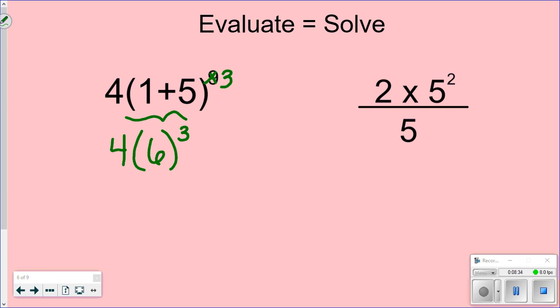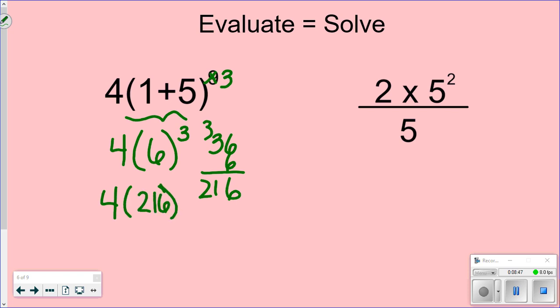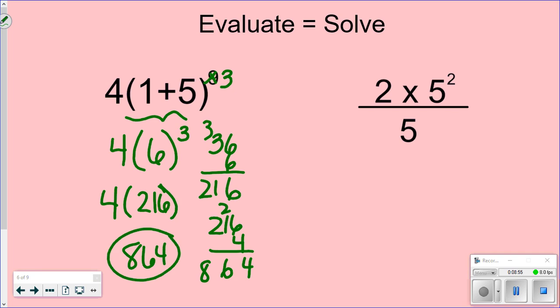So let's see, 6 times 6 would be 36, times another 6 would be 6 carry the 3, 18, so 216. So it'd be 4 times 216. That's way better than a power of 9. That would be crazy. 216 times 4, 864 would be the answer there. Like I said, nothing is going to be to the power of 9 today.